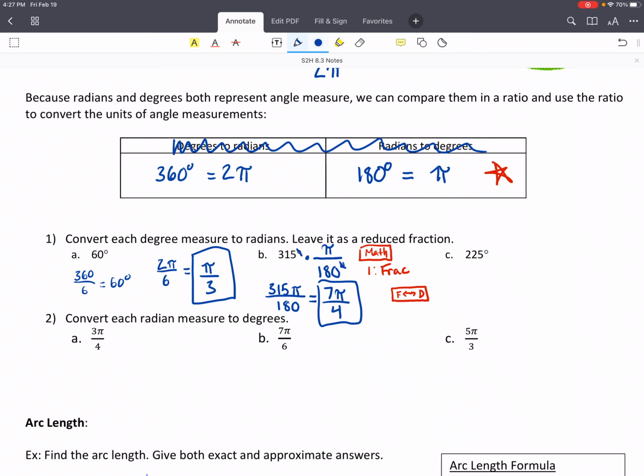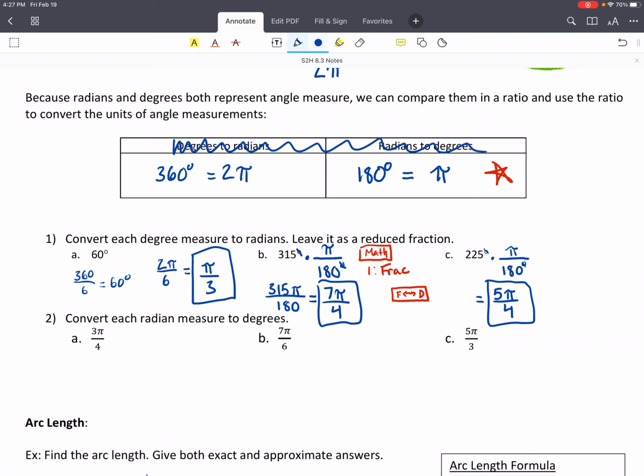I could do the same thing with 225 degrees, because I want the degrees to cancel and I'm left with pi. So 225 divided by 180, and I get 5 over 4, and we'll put the pi back in there: 5 pi over 4.